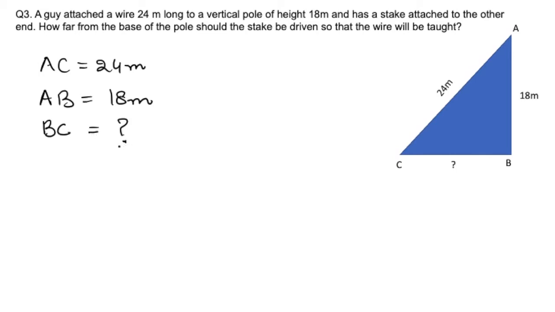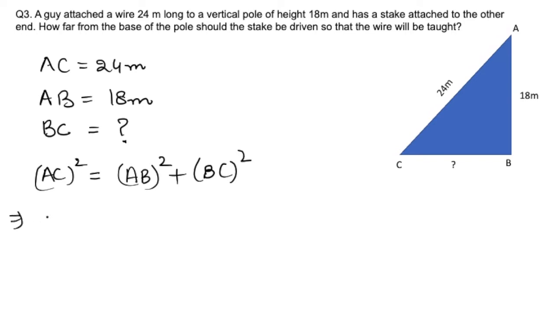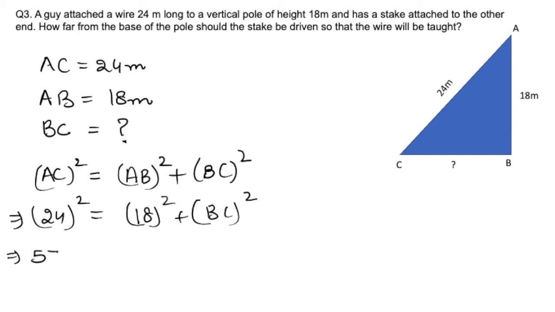So let's apply Pythagoras theorem in this right angle triangle. According to Pythagoras theorem, the square of hypotenuse, that is AC square, is equal to the sum of the squares of the other two sides. So AB square plus BC square. Let us substitute the values. AC square can be written as 24 square. AB square in this case is 18 square. And BC square we are supposed to find. 24 square means 576. 18 square gives us the value 324 plus BC square.